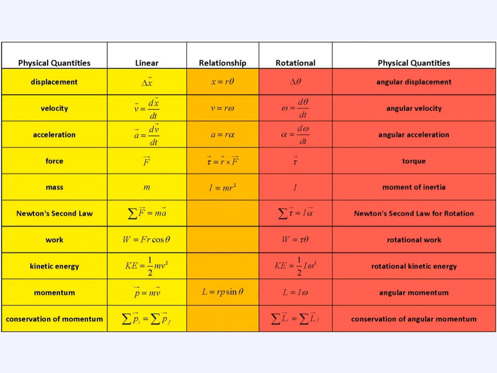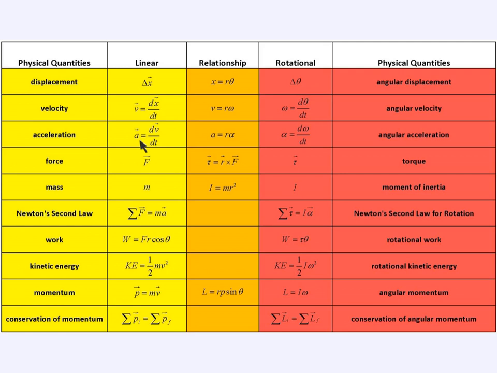So let's take a quick look. We started out with displacement, which we called delta x, and then we looked at angular displacement, delta theta, and the relationship between them is x is r theta. Then we took the derivative of the displacement to find the velocity. So velocity was dx dt, and we took the derivative of this angular displacement to find the angular velocity. So that is now d theta dt. The relationship between these two is the tangential velocity is the radius of the circular path times the angular velocity.